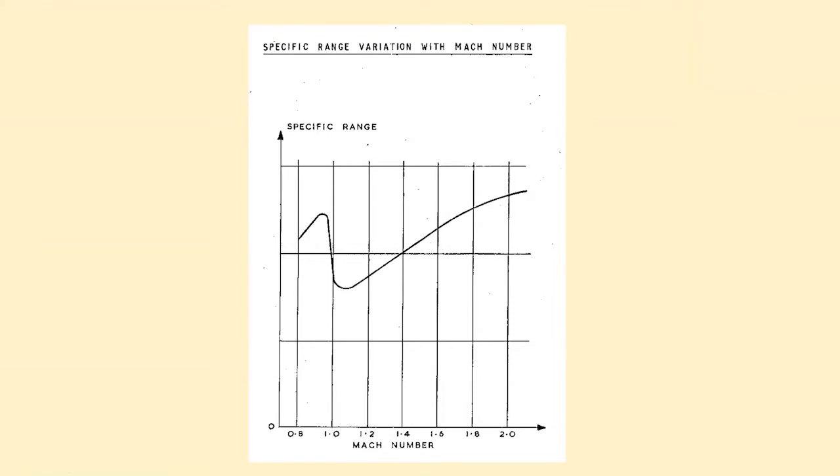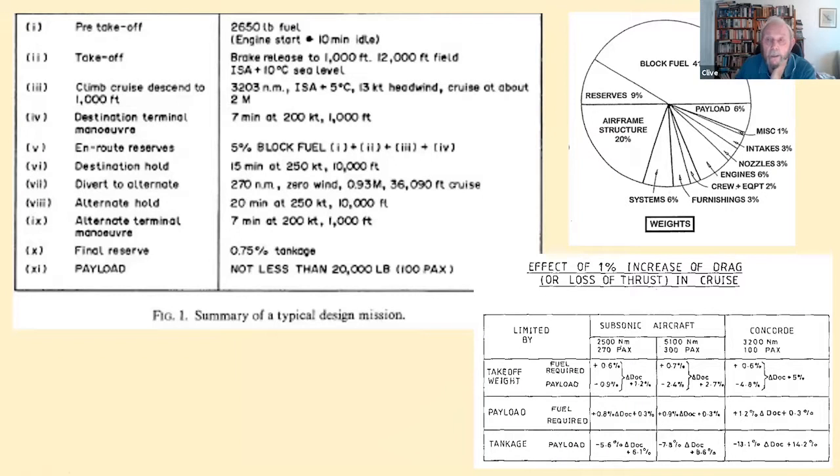Now, what were we trying to do? Well, if you look at the typical mission, you find that only the climb, cruise, and descent, and the en route reserves, are actually predominantly supersonic cases. Everything else is a subsonic flight condition. So you can't ignore at all the subsonic state of the aeroplane.